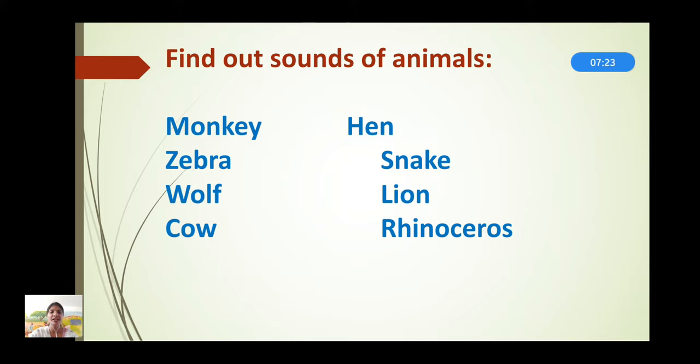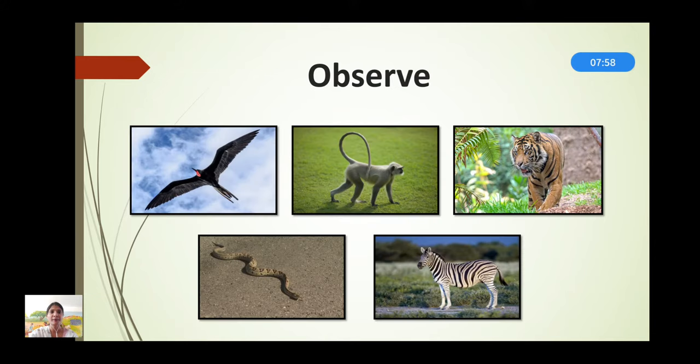Okay, right. Many of you have typed it right. Now, monkey chatters, zebra whinnies, wolf. What does wolf do? Nobody has typed this answer. Yes, wolf howls, cow moos, hen clucks, snake hisses, lion roars, and rhinoceros bellows. Yes, very good. Now, did you understand what the different types of sounds in animals are? Let us move further.